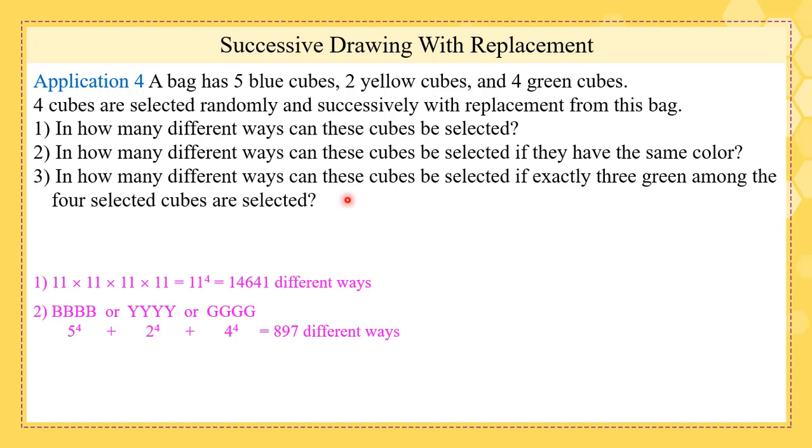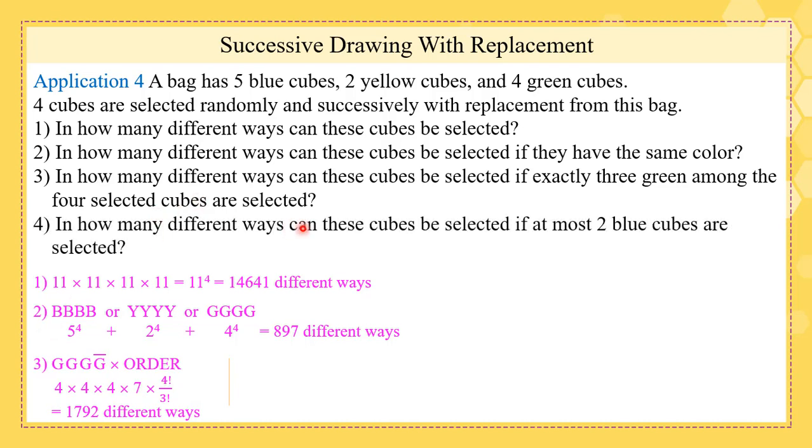Now, in how many different ways can these cubes be selected if exactly 3 green among the 4 selected cubes are selected? So here we need exactly 3 green, so in fact we are talking about 3 green and 1 non-green. Try to do it alone. So 3 green and 1 non-green multiplied by the order. Green we have 4 possibilities, another green 4, a third green 4, and then non-green is going to be 7, and the order we get 1792 different ways.